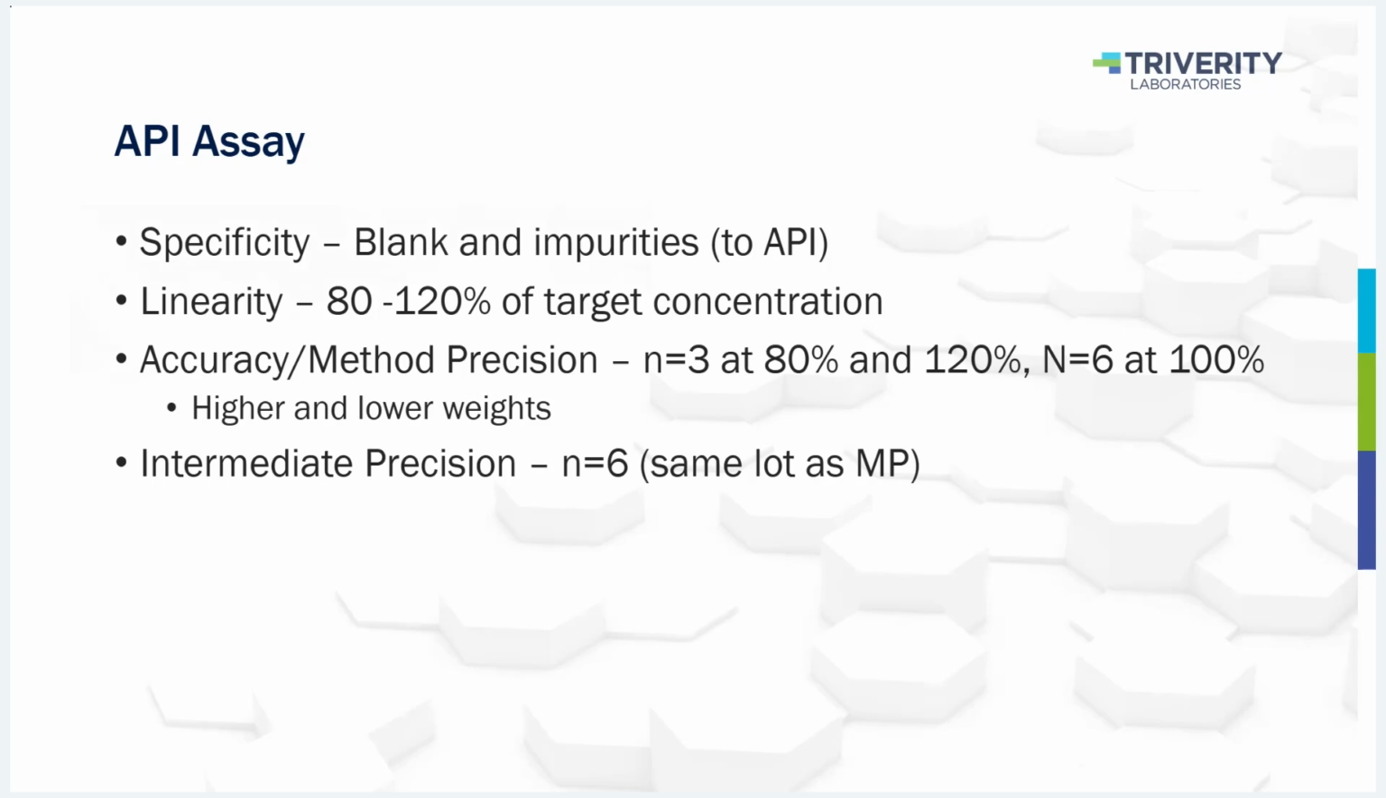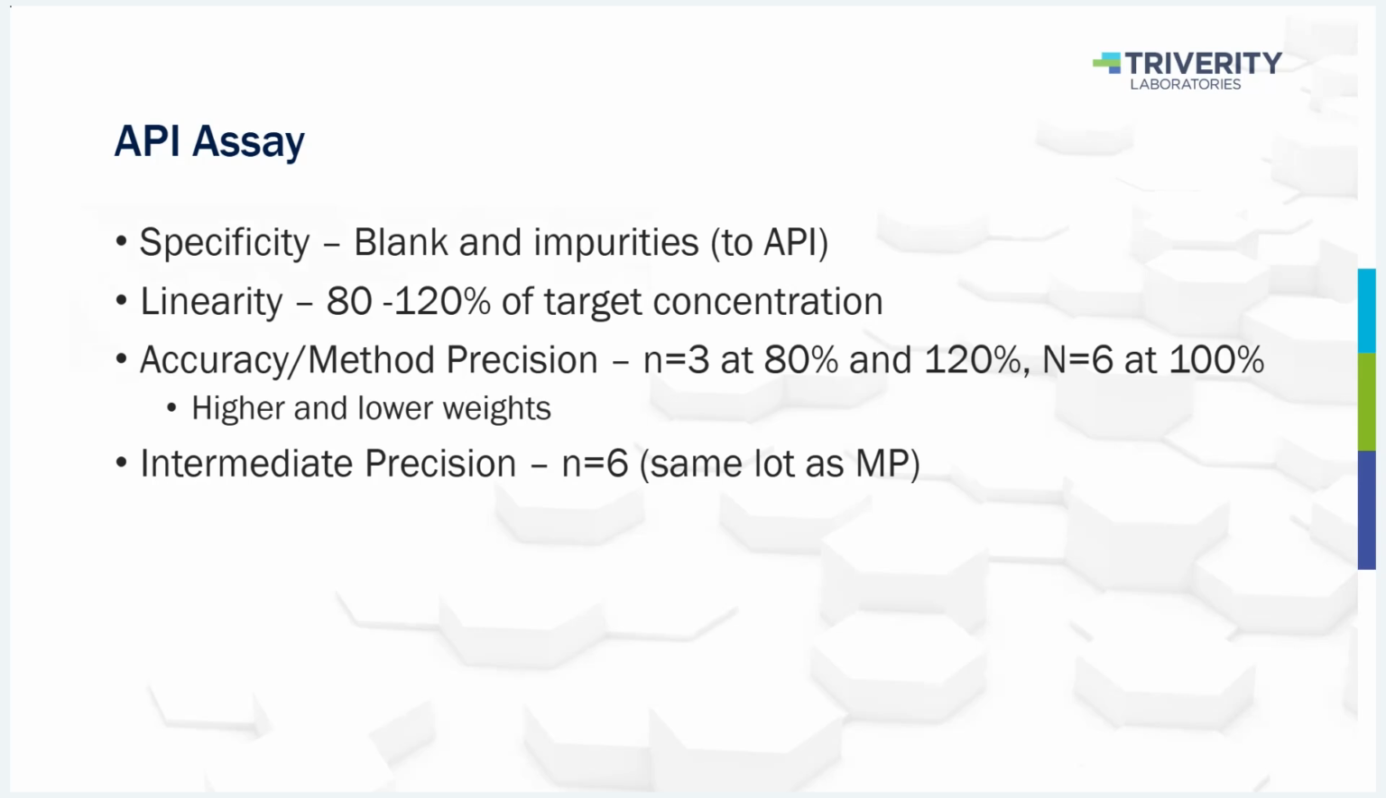Accuracy and method precision, we lump these two together. So we typically do an N of 3 at 80, sometimes it's 90%, and 120%, with N of 6 at 100%. And this is where our method precision and our accuracy come together. There is a statement in the ICH that says that accuracy can be implied by the establishment of precision and linearity across the range of the method.